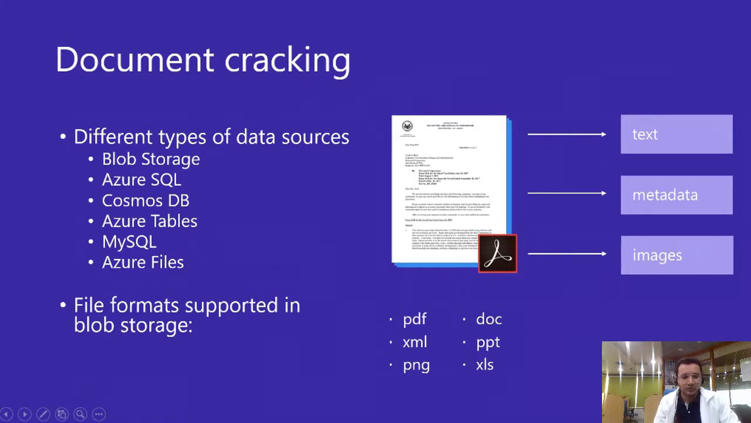for later reporting purposes. As for the file formats, you can use PDF, XML, PNG, DOC, PPT, XLS. So you're not limited to text or JSON format, and JSON can be easily extracted as well. There are multiple data sources in which you can store your data: Blob storage, Azure SQL, Cosmos DB, Azure Tables, MySQL, and Azure Files. You just have to connect that, and the whole process is automated. You don't have to write custom code.